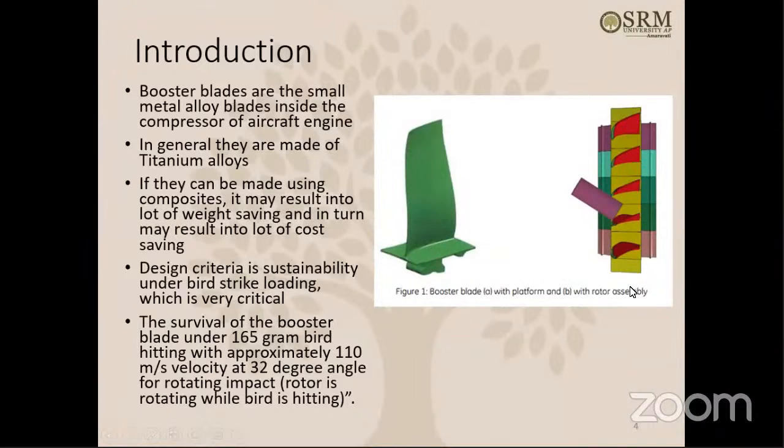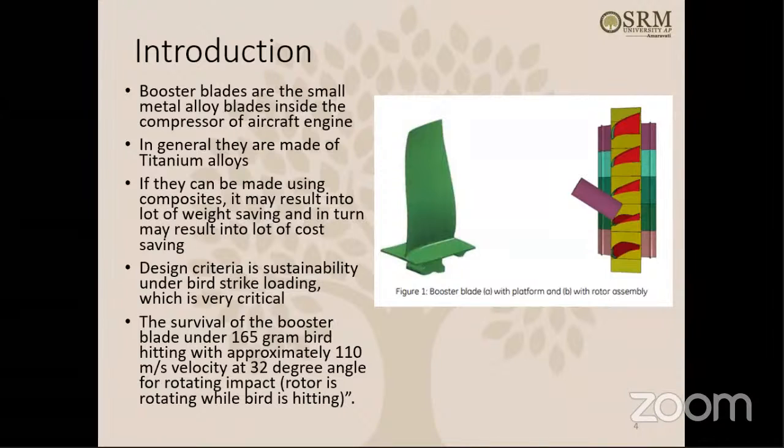These are fitted one by one, and they are part of the rotor assembly. Basically, can we convert this metal booster blade into composite? If we want to do that, what are the advantages? The first thing, of course, is the weight saving. If you compare carbon composite weight with titanium weight, there is a weight saving.